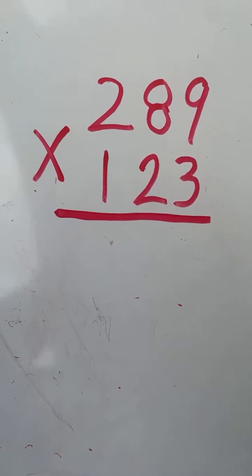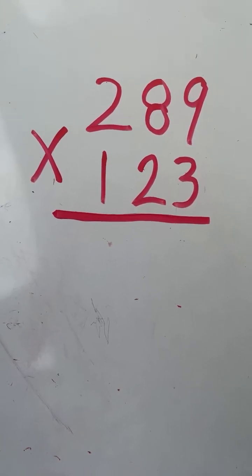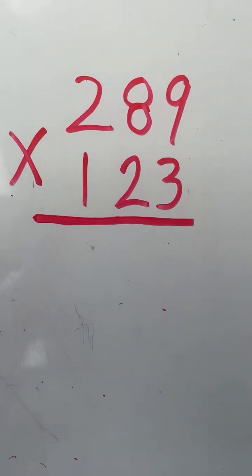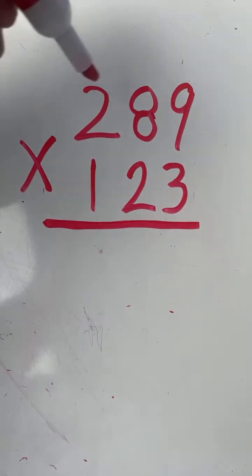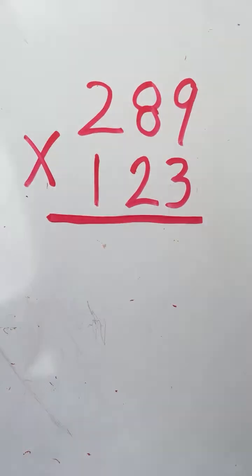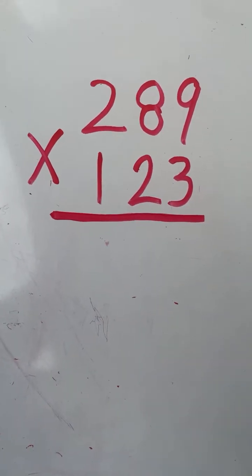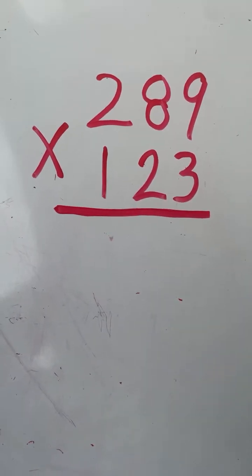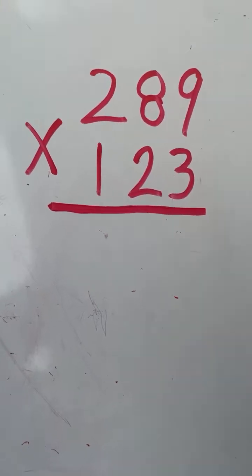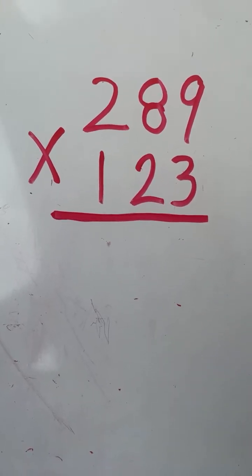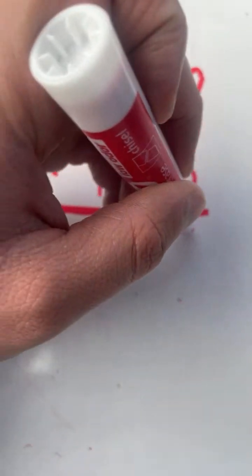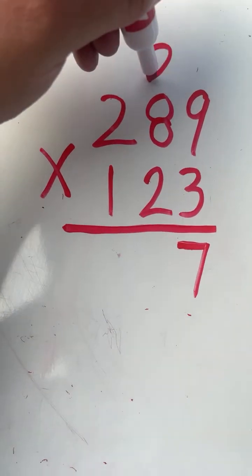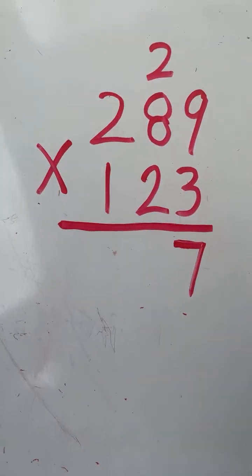So next example, we have 289 times 123. Think of this as 3 rounds of multiplication. First thing we're going to do, we're going to multiply each of the top digits times the bottom digit in the ones place. So we start out with 9 times 3. 9 times 3 equals 27. Now, since our product is more than 10, we have to regroup. So the 7 in 27 goes in the ones place. The 2 in 27 gets carried over to the tens place.